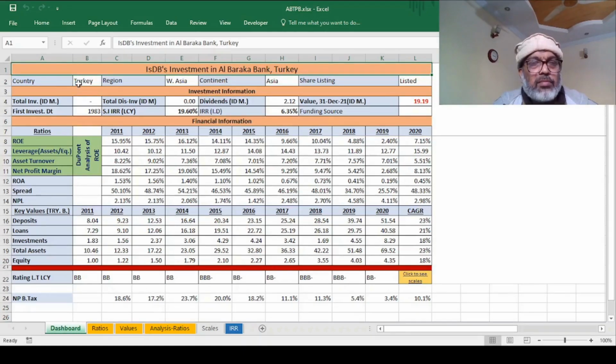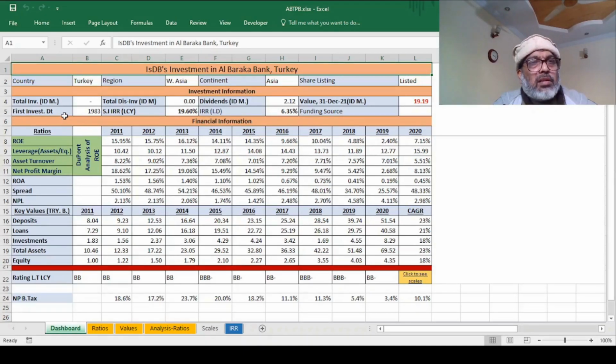And these are some permanent information like its country is Turkey and it is listed. So if the company or bank is listed in the stock exchange, then it's better because it's more subject to stringent audits and checks.